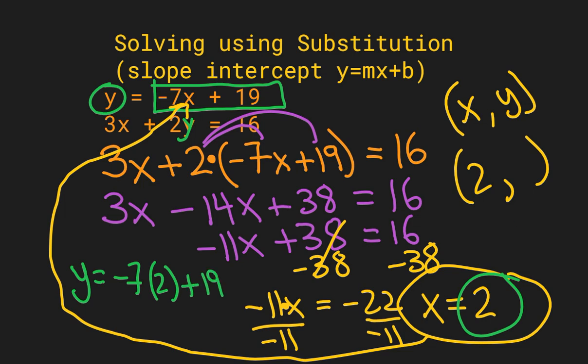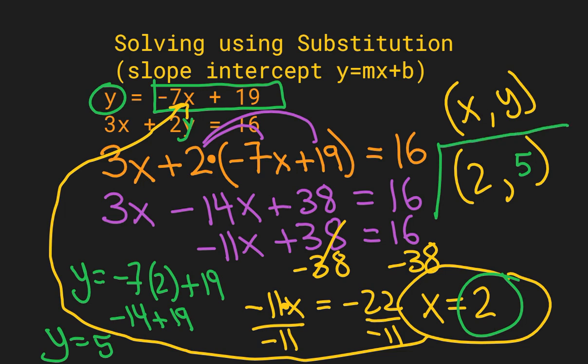plus 19. That's negative 14 plus 19. 19 minus 14, I like to think of it backwards like that, gives me y equals 5. It was a little messy, you know, math can be messy. And y equals 5. So now I know that if I were to graph these two lines, the point they would cross would be at 2, comma 5. So I found out that x equals 2 and y equals 5.